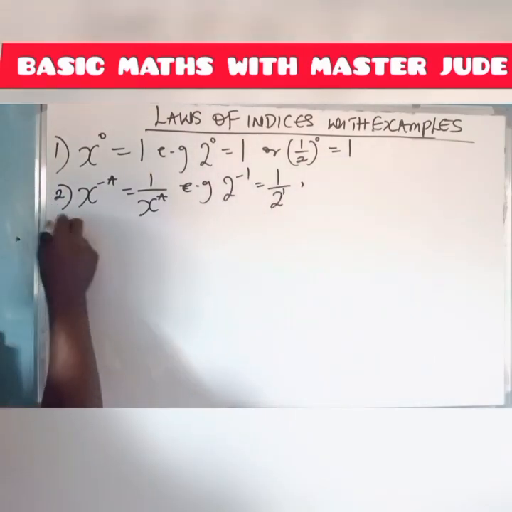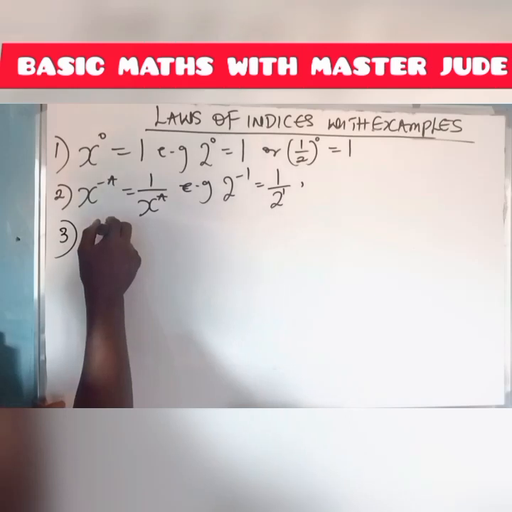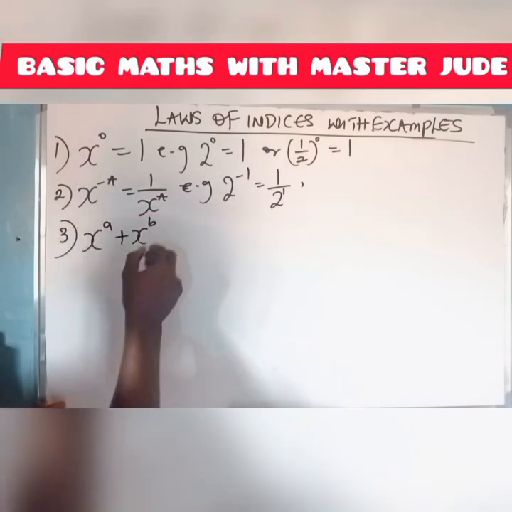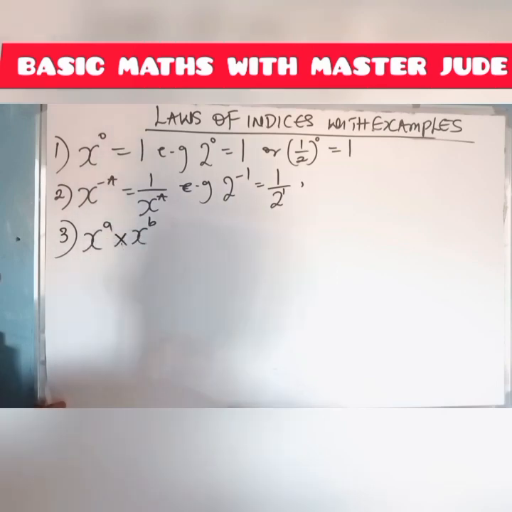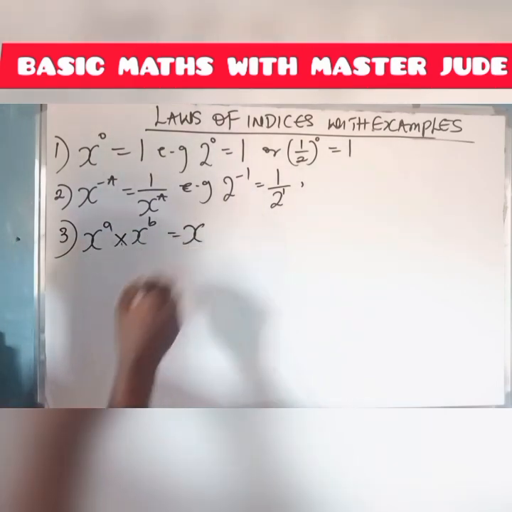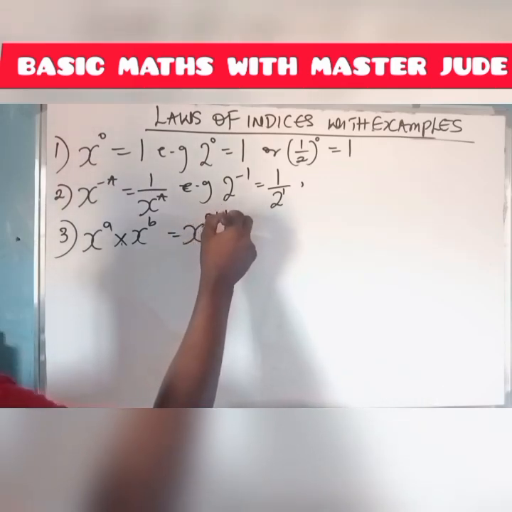The third law, which is the addition law, says that x raised to the power a times x raised to the power b. So long as their base is the same, you pick one, then you add the powers. So this is a plus b.